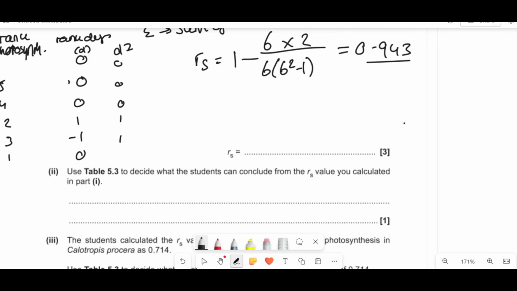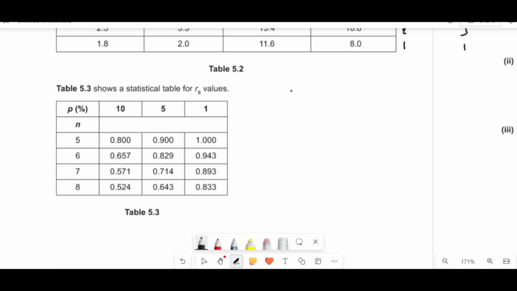There you go. So now it says use table 5.3 to decide what the students can conclude from the RS value. So we worked out 0.943. This n is our number of paired data, right? So we're looking at this column here, the 6. We want a p-value that's 5%. So we're going to look in this column here, and we're looking for this row.